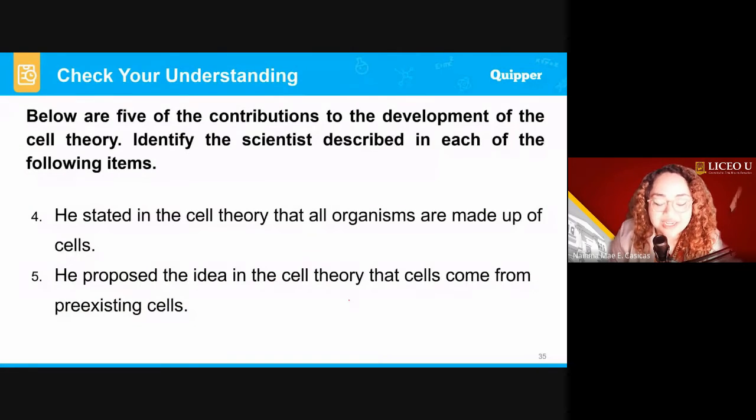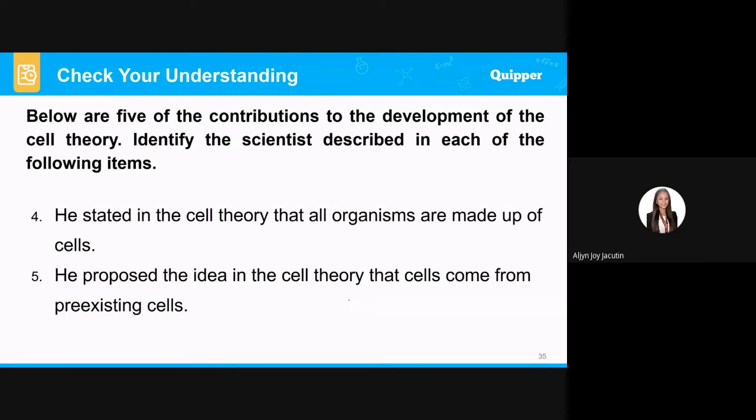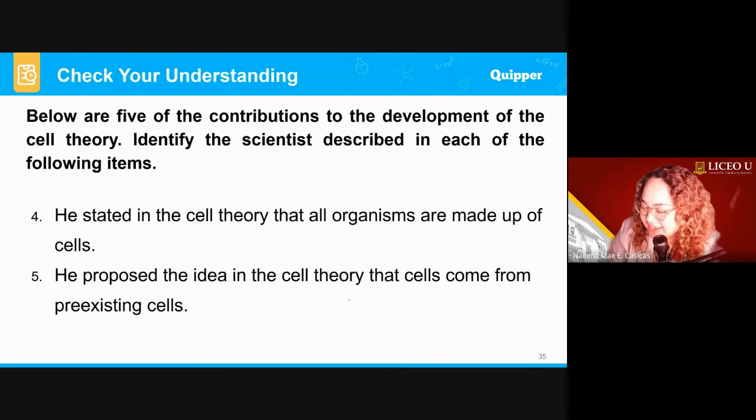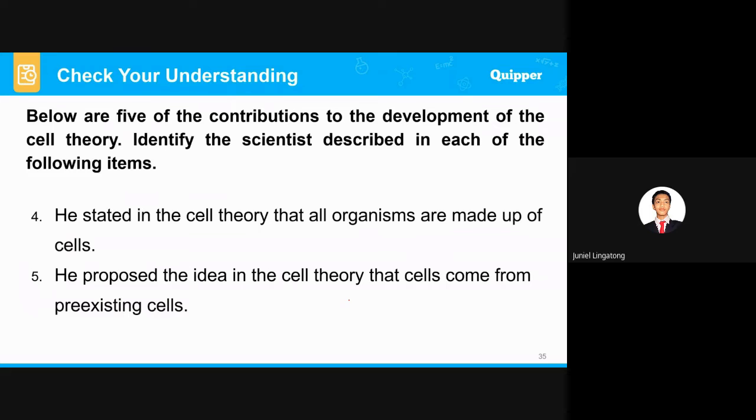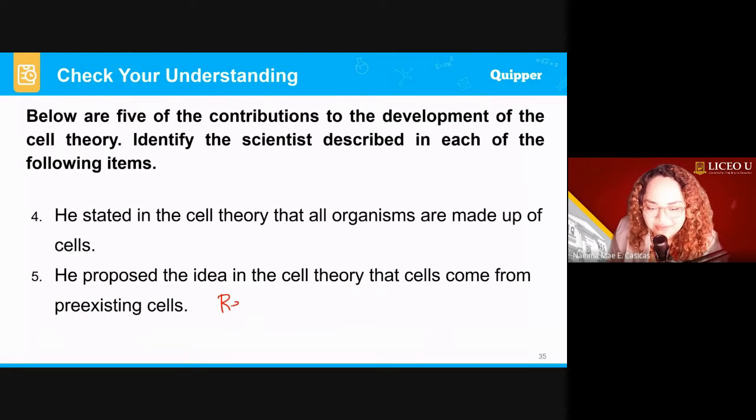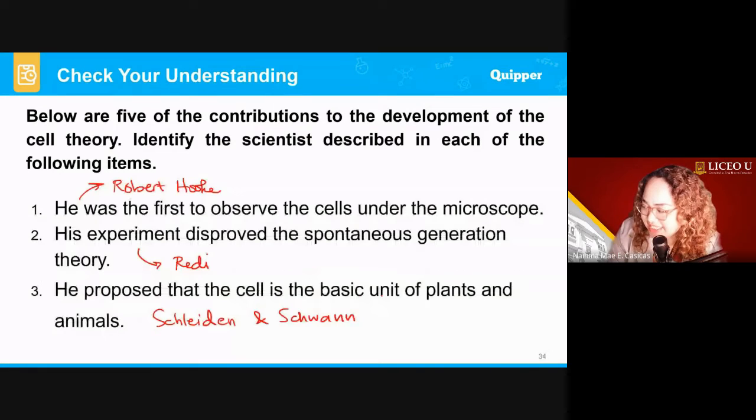And the last one, he proposed the idea in the cell theory that cells come from pre-existing cells. Rudolf Virchow. Rudolf Virchow, and there's another guy. Robert Remak, ma'am. Okay, Robert Remak. So we have Remak and Virchow. All right. Correct. Thank you very much for your answers.